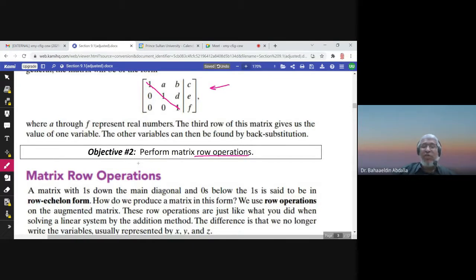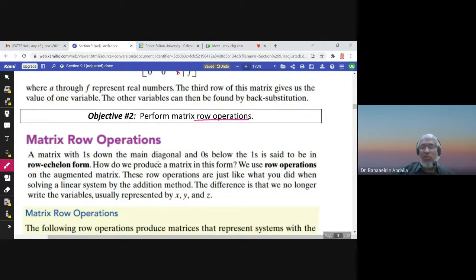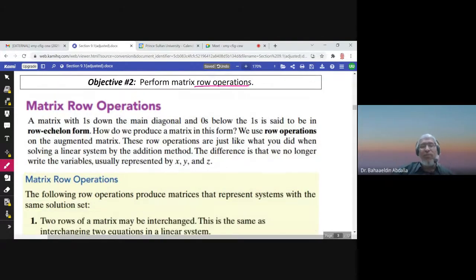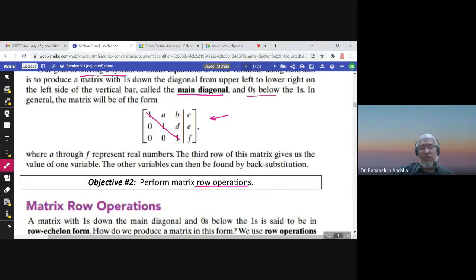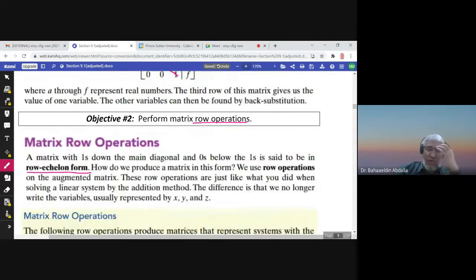So let us, in objective 2, try to understand what the matrix row operations are. We use the matrix row operations to change the augmented matrix to the row echelon form. What is the row echelon form? It is this form. This form is called row echelon form.